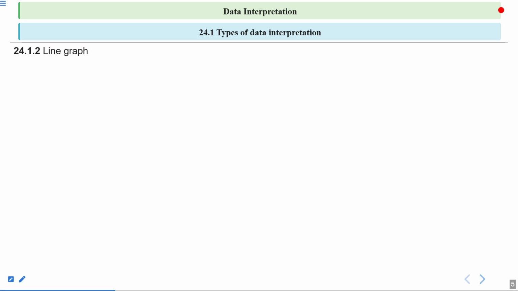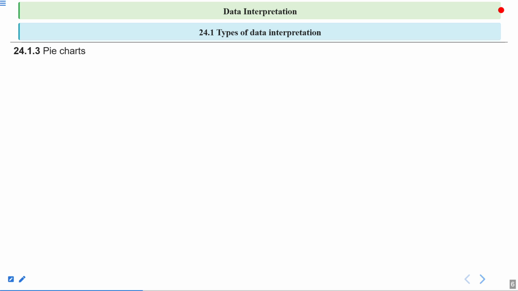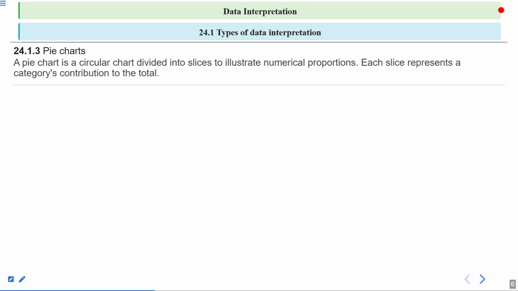Next one is line graph. So a line graph is a type of chart used to show information that changes over time. It consists of a series of data points called markers connected by straight line segment. Next one, pie chart. So a pie chart is a circular chart divided into slices to illustrate numerical proportions. Each slice represents a category contribution to the total.